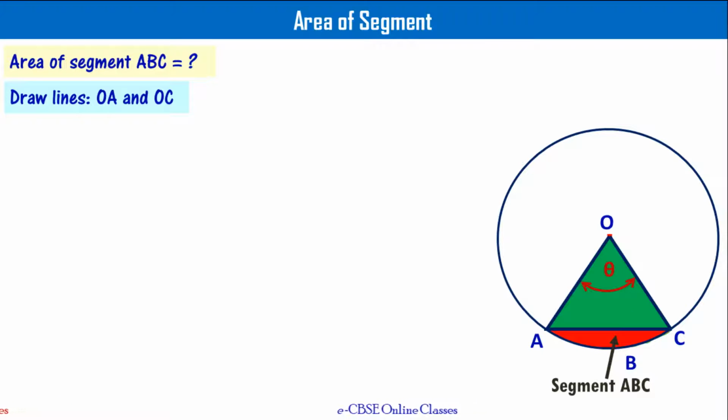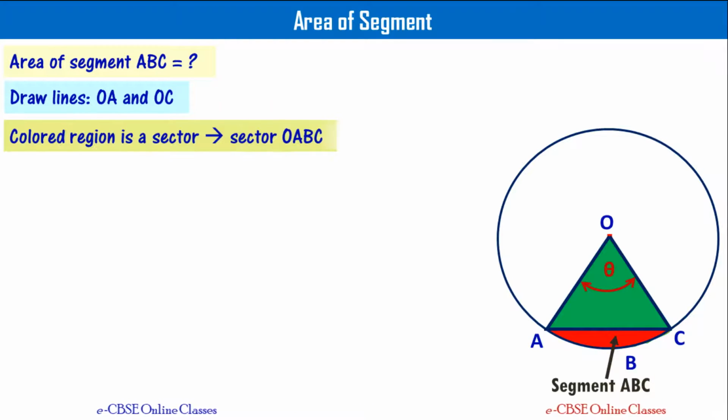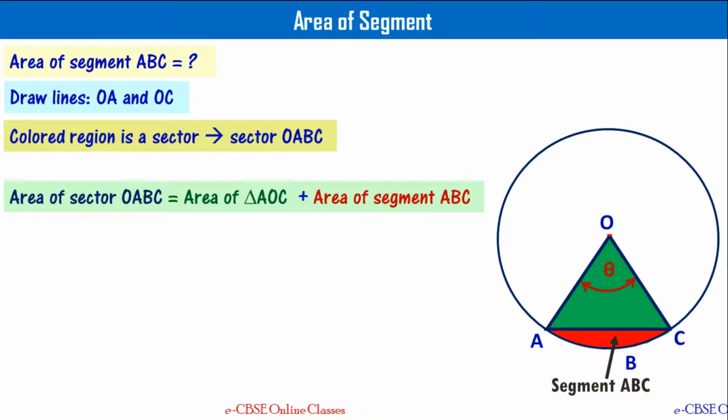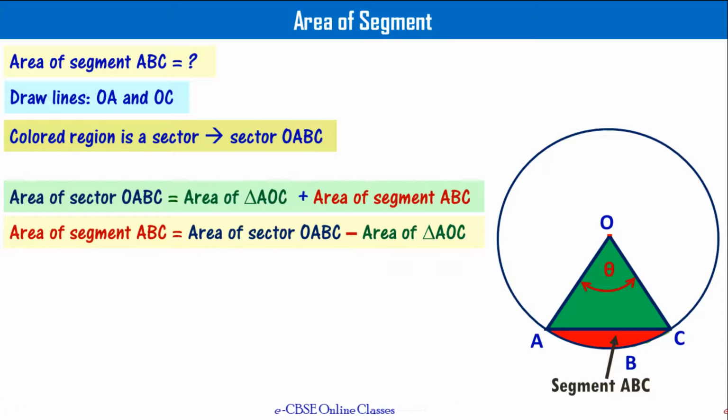The colored region, as you see here, is a combination of triangle and a segment, right? And it is also called a sector. It is sector OABC. From this figure, you can say that area of sector OABC equal to area of triangle AOC plus area of segment ABC, right? Let's rearrange this equation to write area of segment as area of sector OABC minus area of triangle AOC.